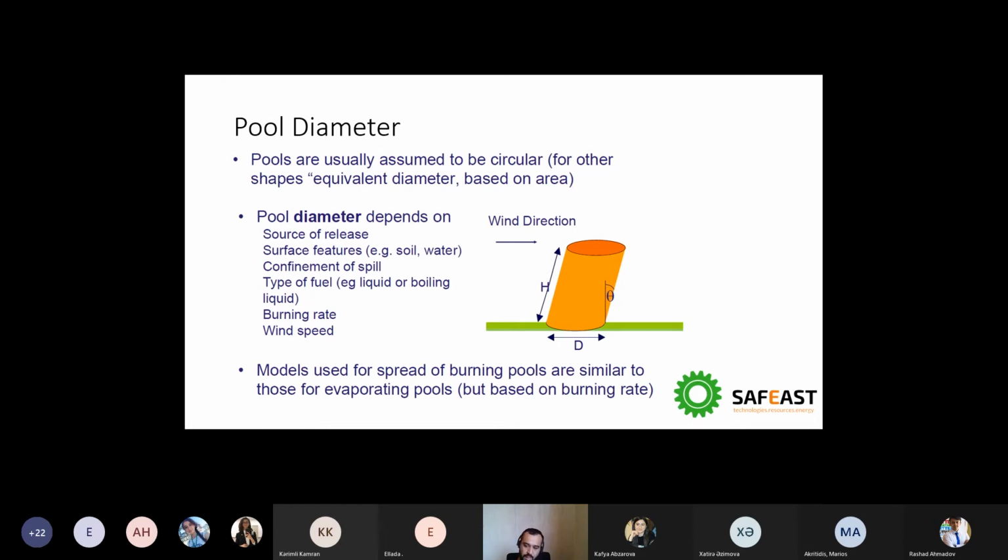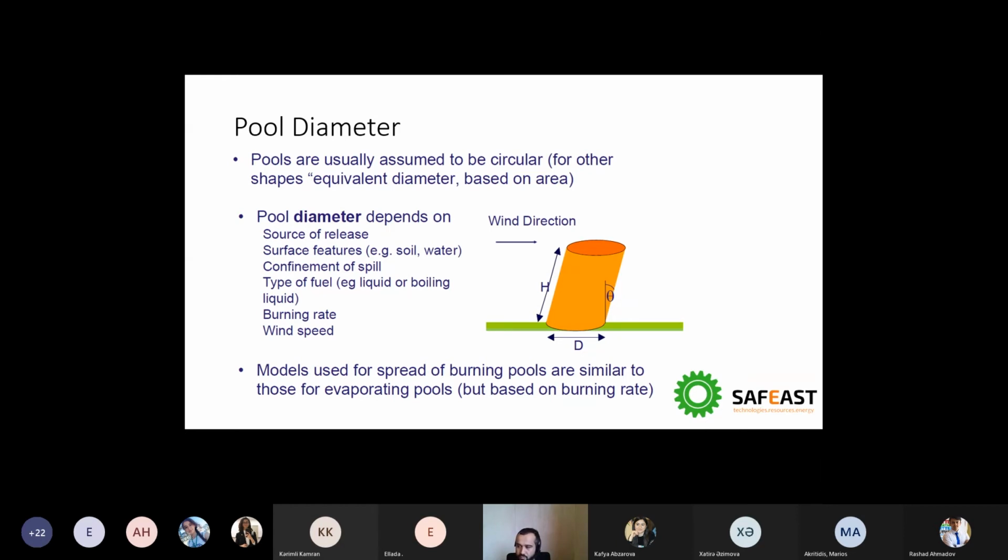So it could be on the land, or it could be in the water offshore. So, confinement of the spill. There could be a physical dike or bund which will limit the further extension. The type of the fuel could be a liquid or a boiling liquid.